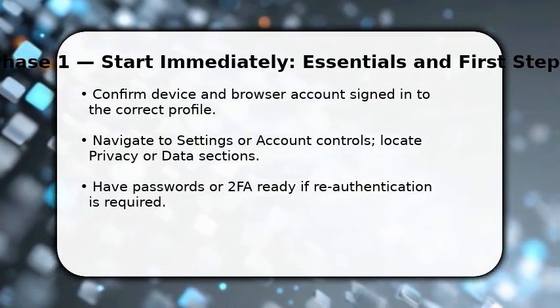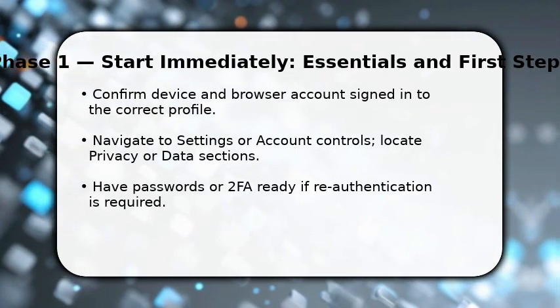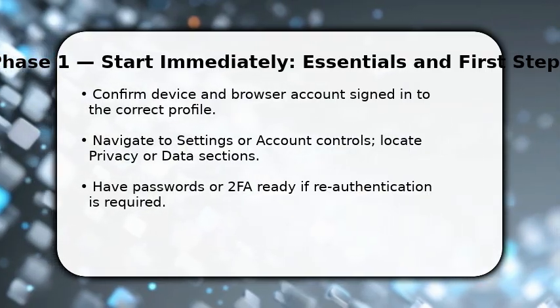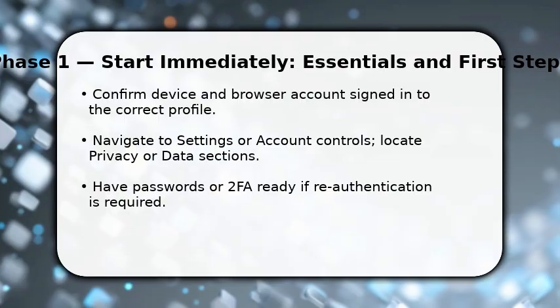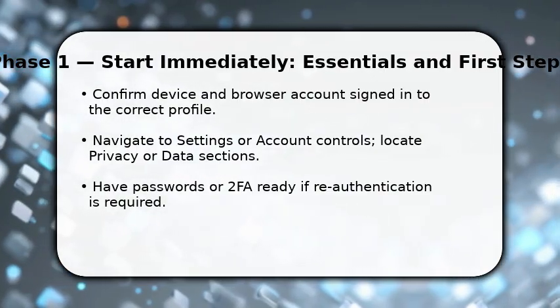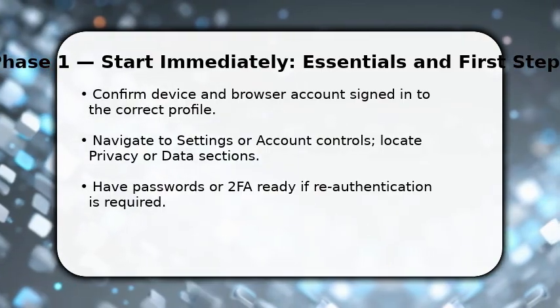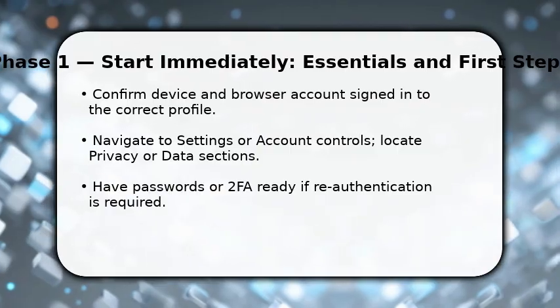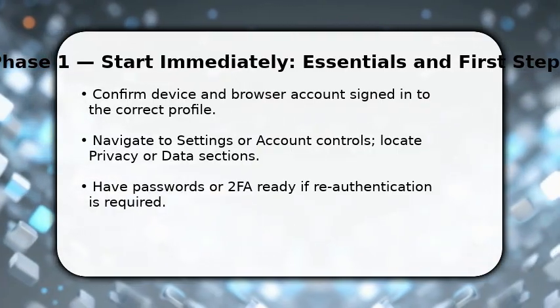You start by verifying you are signed into the correct account because changes apply to that profile only. Once logged in, go directly to Settings and open the Privacy or Data controls. This is where search history lives. Make sure you have reauthentication tools ready, like your password or 2FA device, since some platforms require confirmation before editing data.